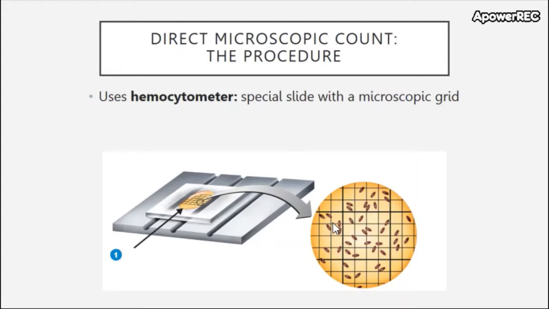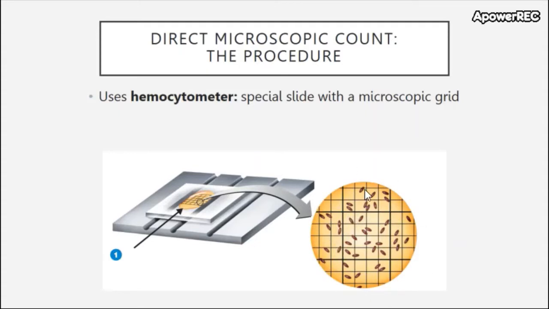If you want to count the exact number of cells, whether they're alive or dead or sticking together, you can use something called a hemocytometer. Hemocytometers were invented for counting red blood cells. In fact, heme for red, cyto for cell, and meter, so it measures the number of red blood cells. But microbiologists use these for measuring a variety of different types of cells.